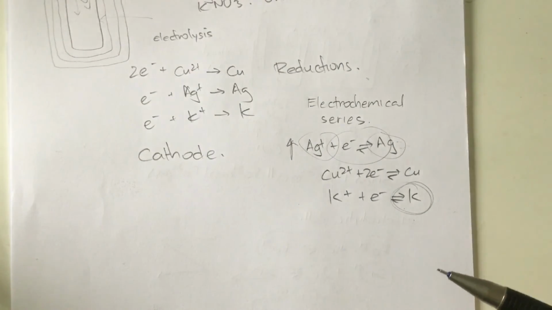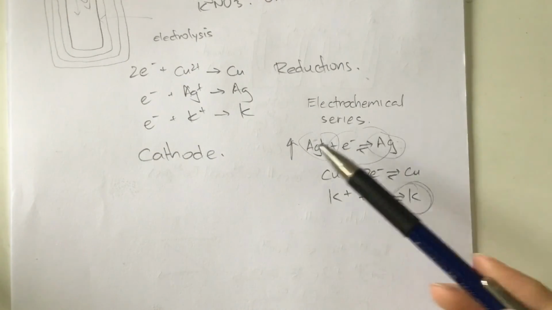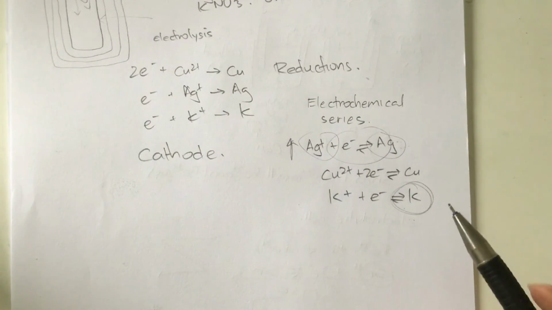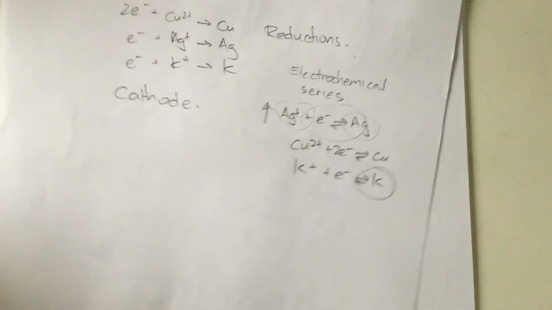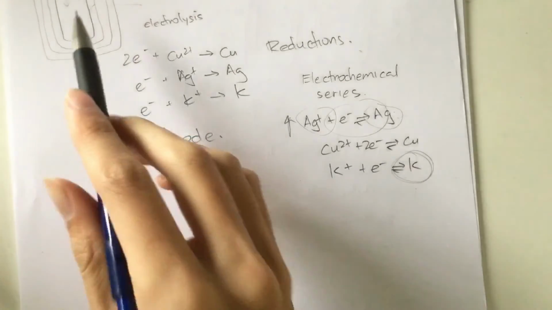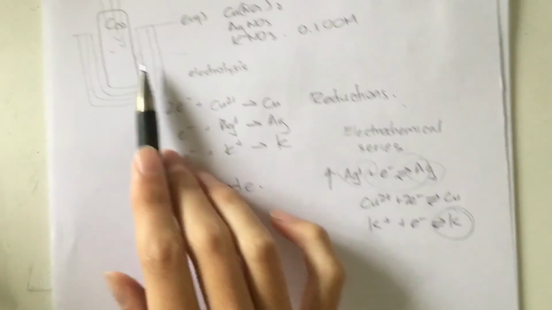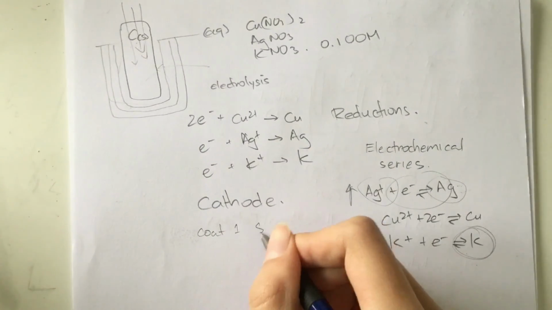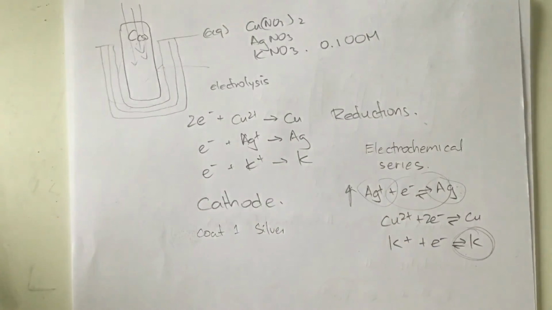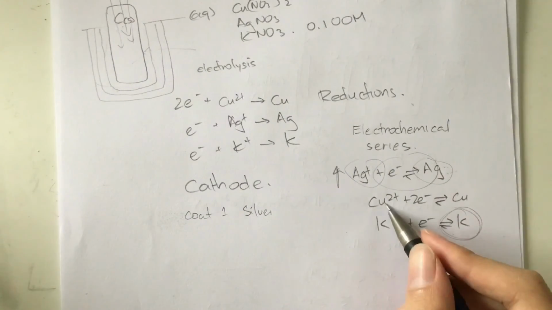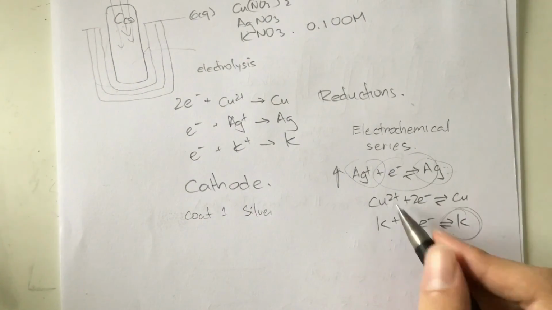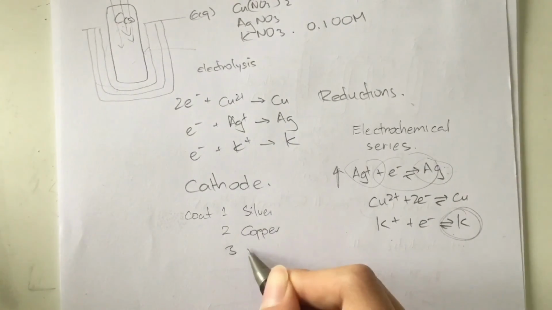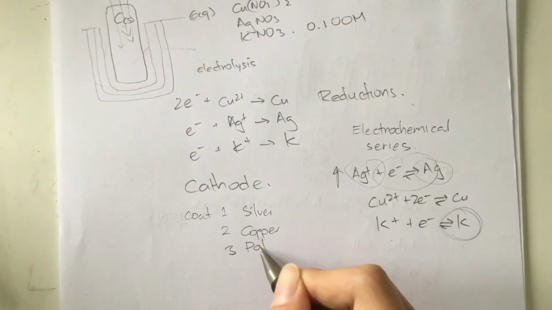On this table, it is the weakest reductant and the strongest oxidant. It wants electrons the most. So it will be the first to take electrons and turn into a solid. So coat 1 is silver. And out of copper and potassium, the one that wants its electrons more is copper. So coat 2 is copper, and coat 3 is potassium.